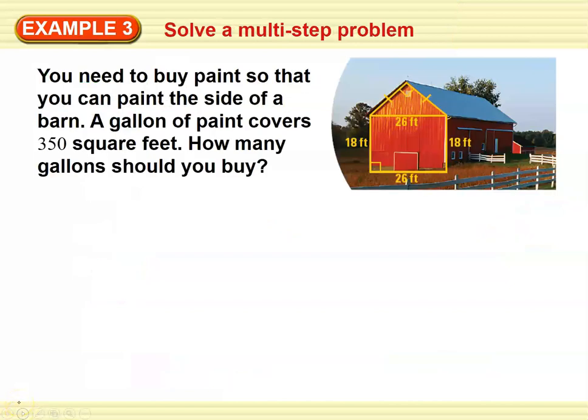All right, last one of the main examples, and then just some extra practice examples. All right, so we're going to paint the side of this barn, and we need to go buy some paint. Okay, the can says that 1 gallon of paint covers 350 square feet, and we want to know how many gallons we should buy.